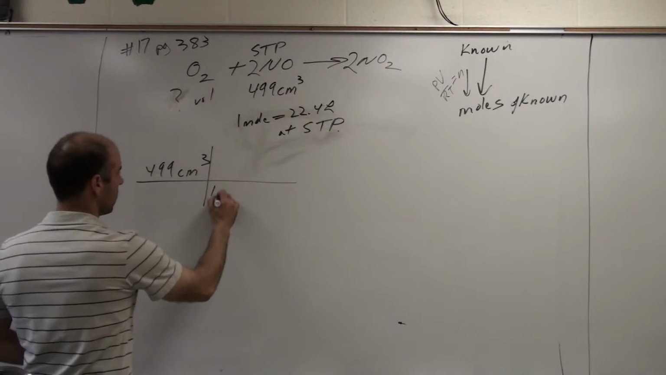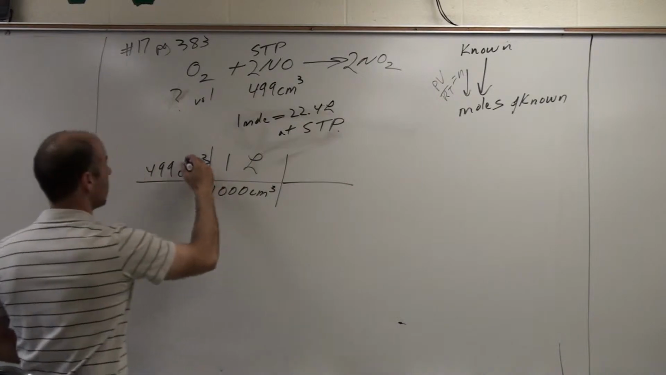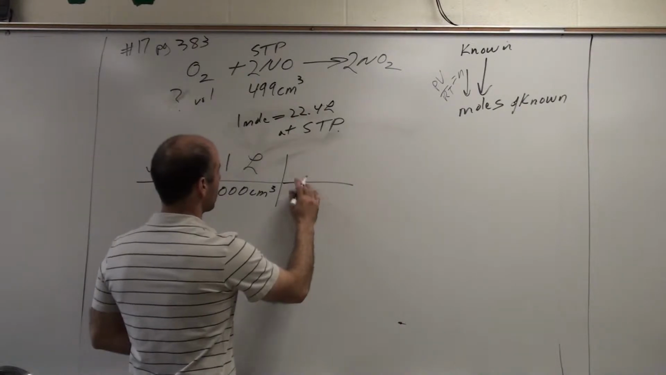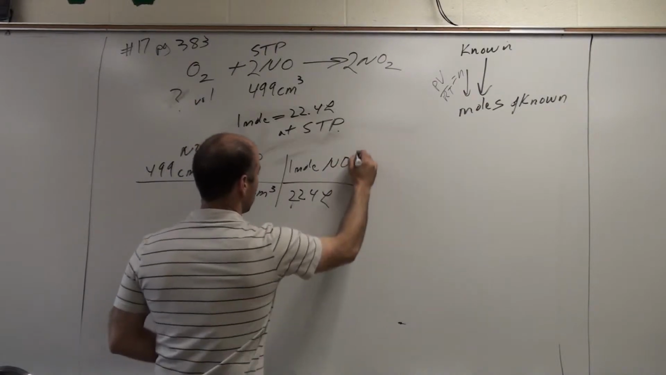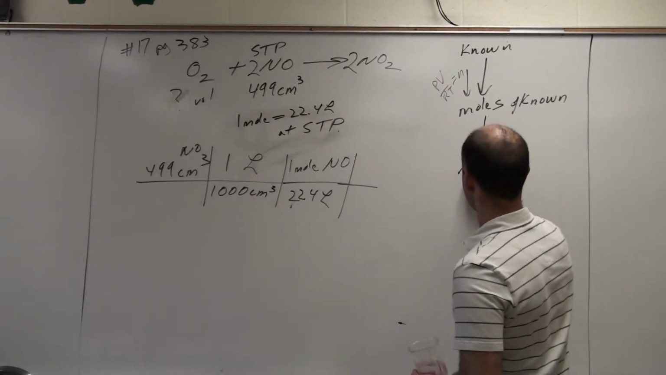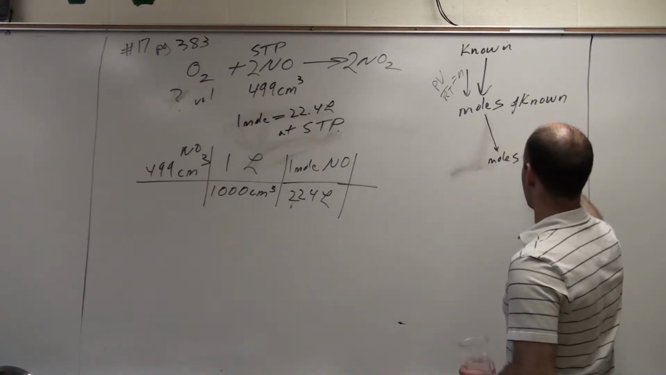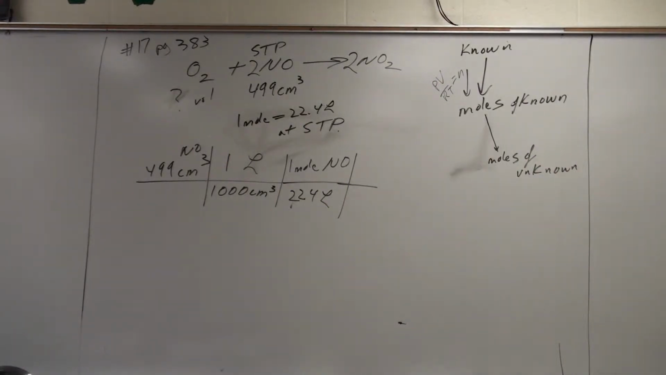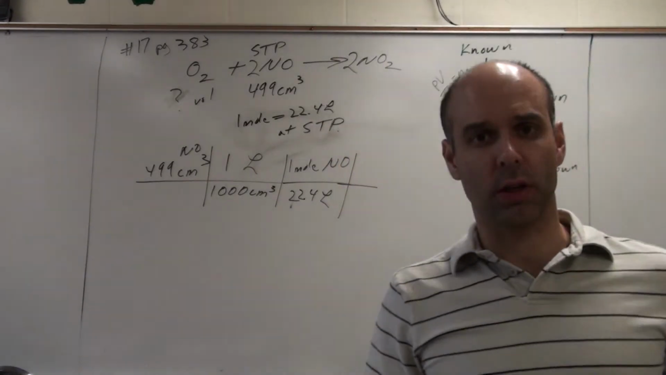Converted to liters. Every 22.4 liters, 1 mole. After you have your moles of known, you want to convert to moles of unknown. You do this using the molar ratio.